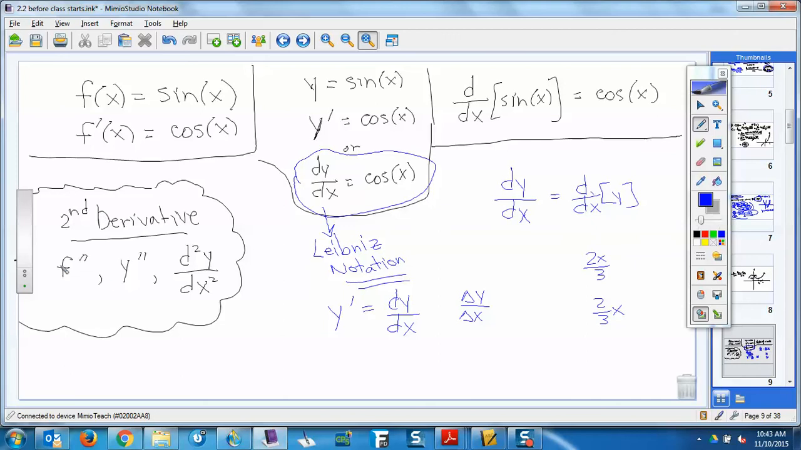Now, second derivative. So far, we've seen f double prime. And, of course, if we're using y, that'd be y double prime. But here's the Leibniz notation for second derivative. It does not mean squared. Okay, it does not mean squared. The 2's just mean second derivative. That's all they mean. The 2's just mean second derivative.